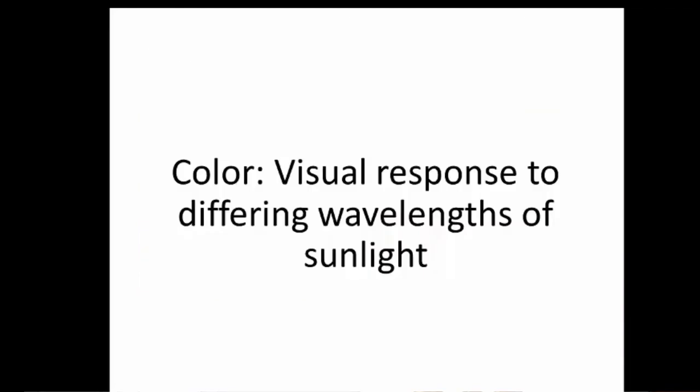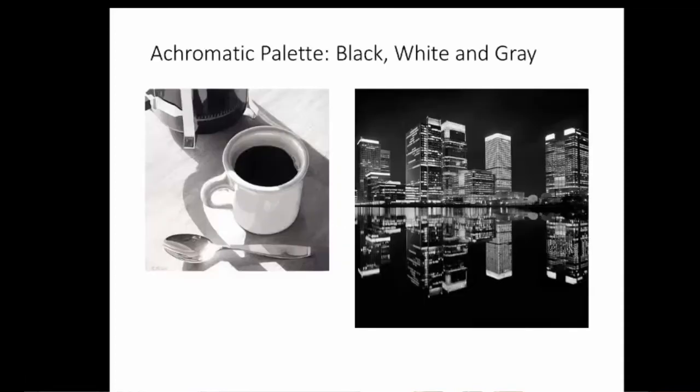Okay, our next element to look at is color. And color is a visual response to differing wavelengths of sunlight. We start with what is called an achromatic palette, which is just black, white, and gray. Black and white are considered neutrals. And so a, against chroma, color, this is a neutral palette, an achromatic black and white and gray palette.